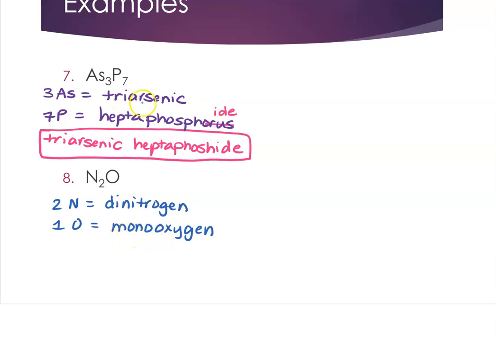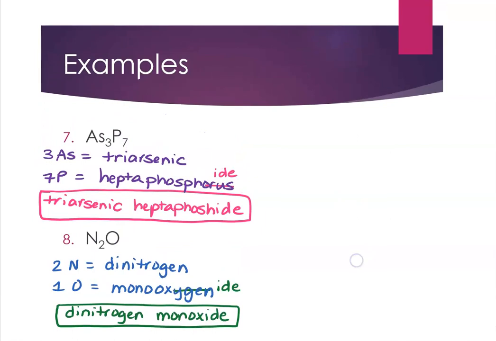Like here, we did triarsenic. You'll learn with practice when you can drop the vowel and when you can't. If you're not sure, then you just always leave the vowels next to each other, and it's totally fine. The last thing we do have to do here, though, is change the ending to IDE. So this is going to be dinitrogen monoxide. And if you want to write it as monooxide, that's totally fine. Right? Let's look at 2 more.